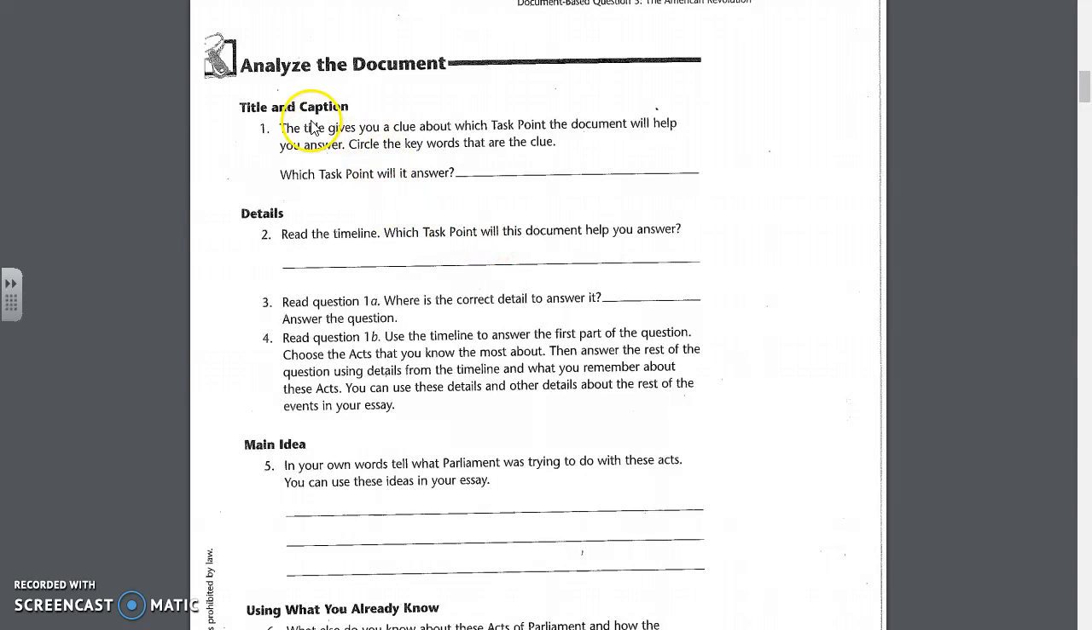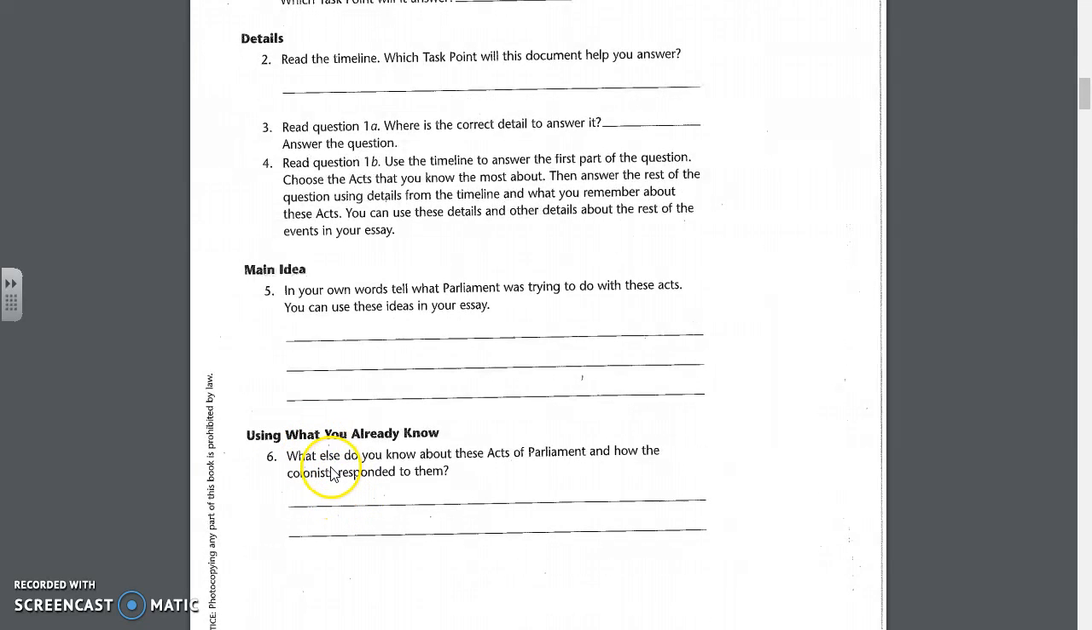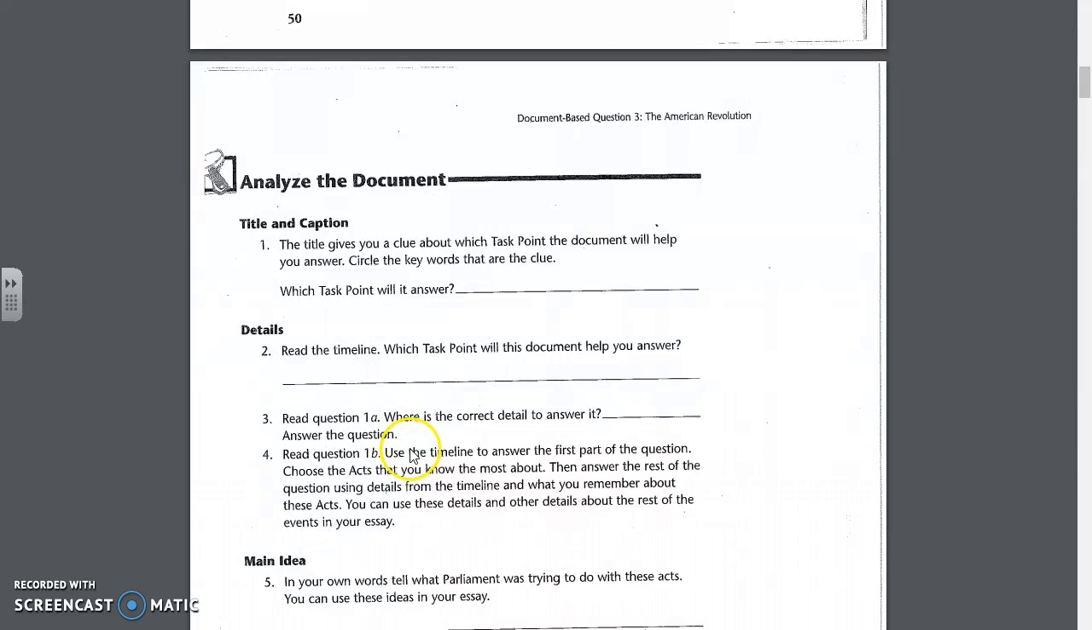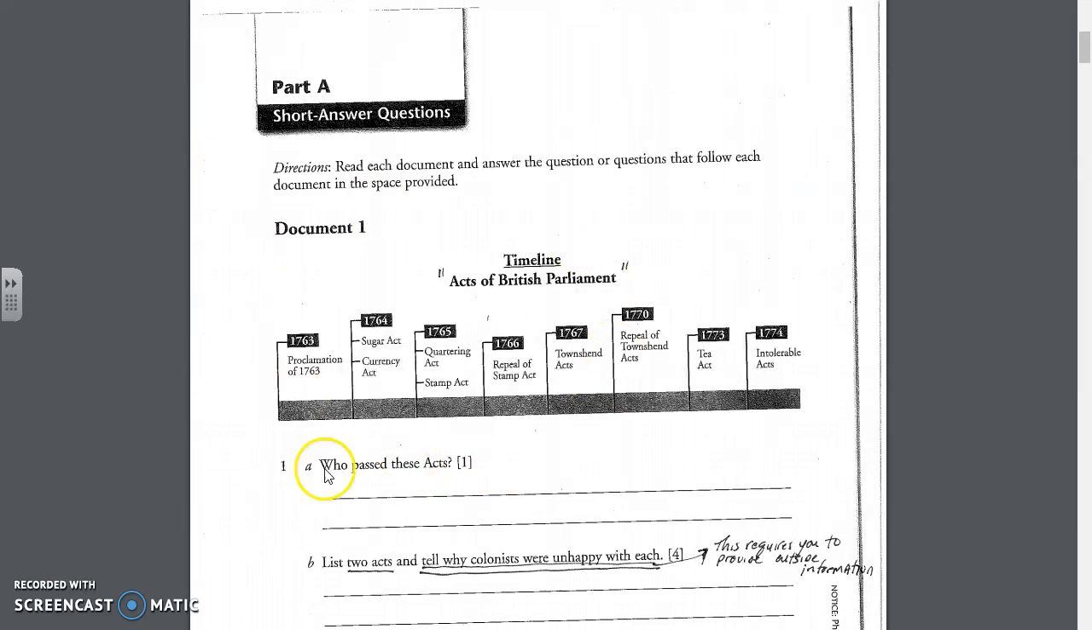So answer each of these questions regarding the title and the caption, the details, the main idea question, and question 6 using what you already know. Complete those. These all relate back to the timeline, which is part of document 1.